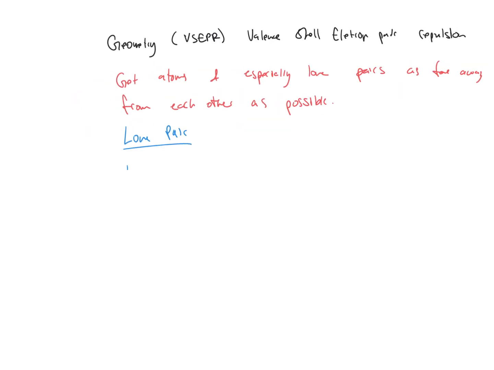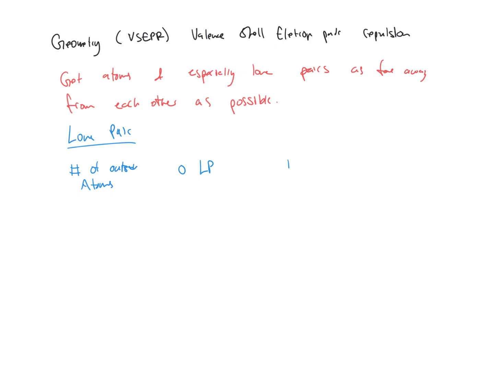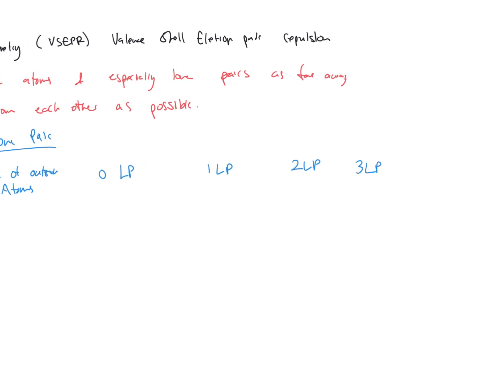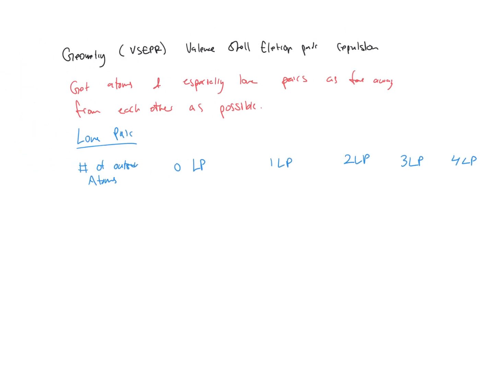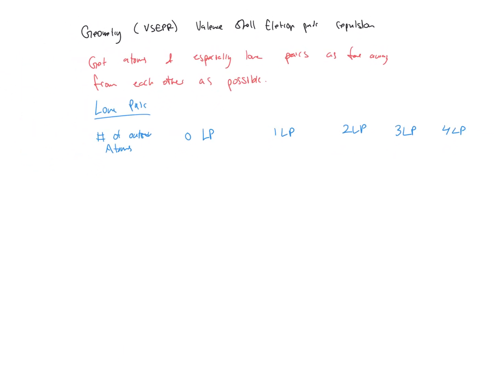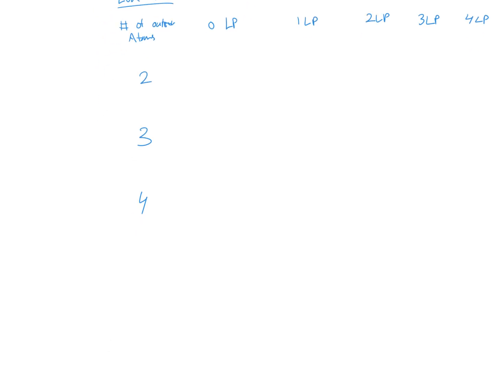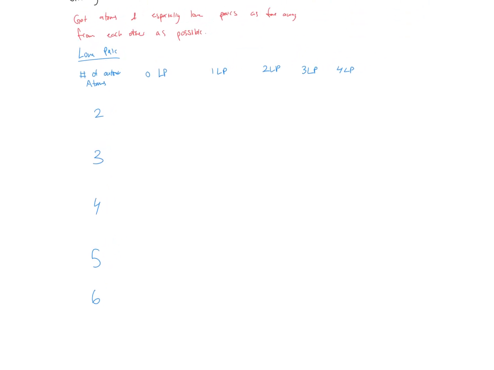And so I'm going to make a table here. I'm going to have number of outside atoms, and 0 lone pairs. I'm going to label that LP: 0 LP, 1 lone pair, 2 lone pair, 3 lone pair, and 4 lone pair. So these are all the different combinations we can have. For outside atoms, we can either have 2 outside atoms, 3 outside atoms, 4, 5 in the case of expanding an octet, and then finally 6. And so this is all of our possible combinations to have all of our molecular geometries.